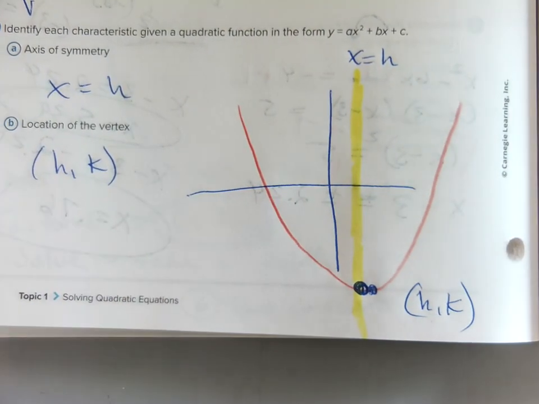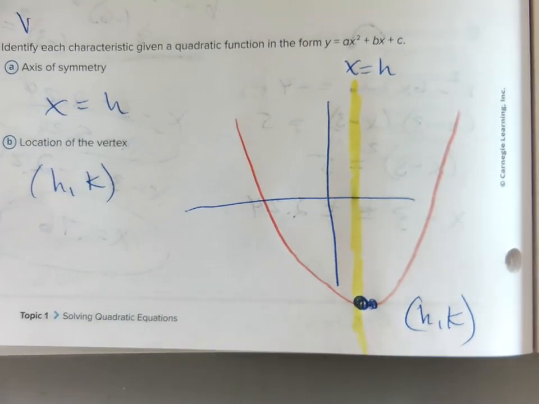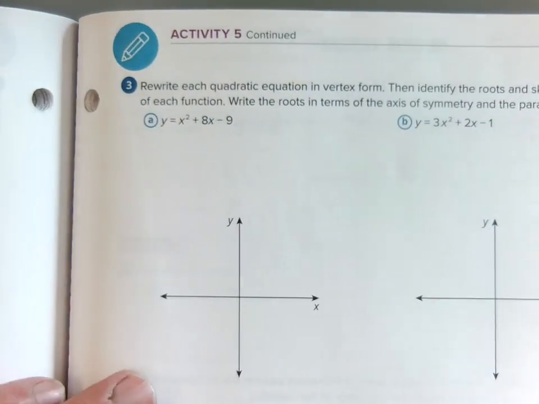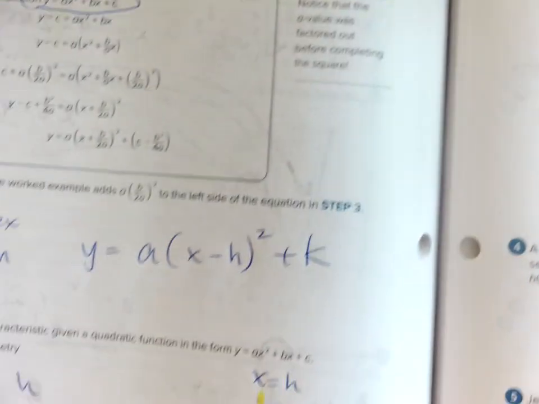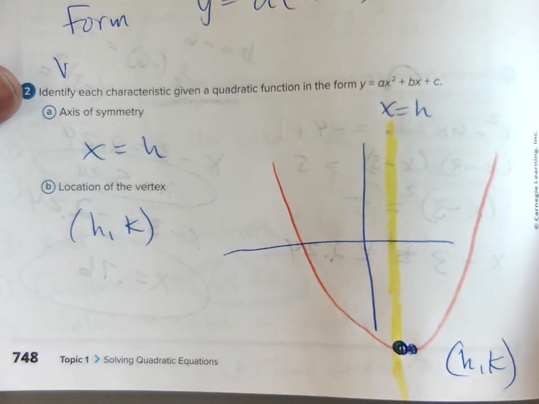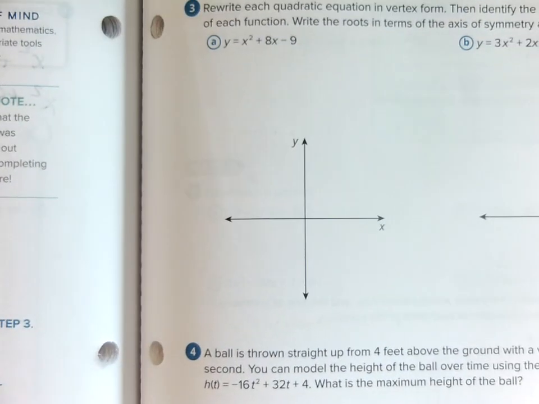Now what we want to do is take that knowledge and actually change what we have in regular form into vertex form. Here we go. If you didn't get this written down, you can always ask the substitute to pause it. Let's move across. So then what I have is this.